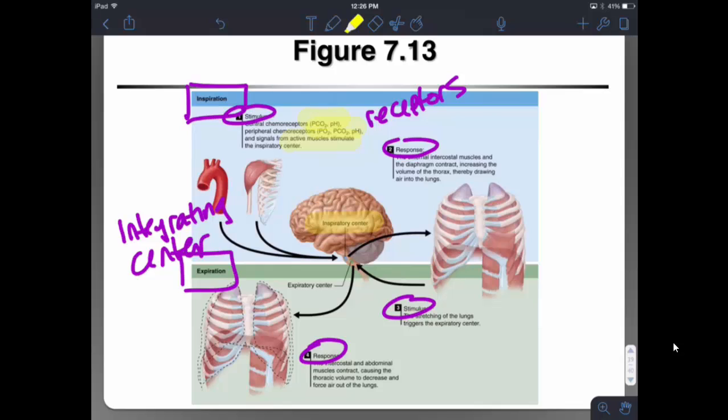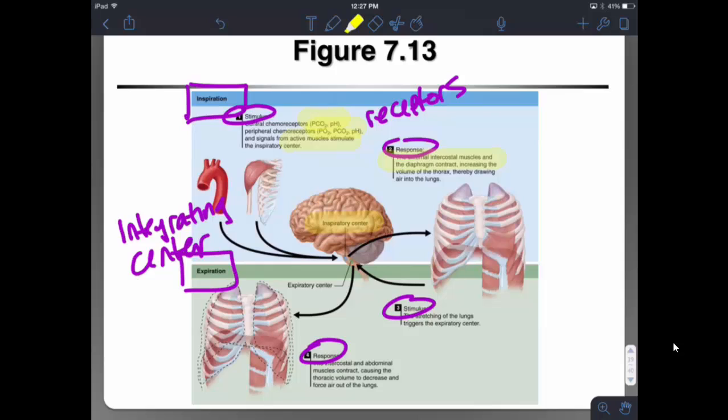And in order to increase inspiration, the response is going to be that the external intercostals and the diaphragm are going to contract to a greater degree, and possibly, if the need is great enough, those accessory muscles are also going to be activated, the sternocleidomastoid, the scalenes, the pectorals, and they're going to send information to those muscles to increase the degree of contraction, which is going to increase the volume of the lungs, which is going to decrease the pressure in the lungs, which will draw more air in.